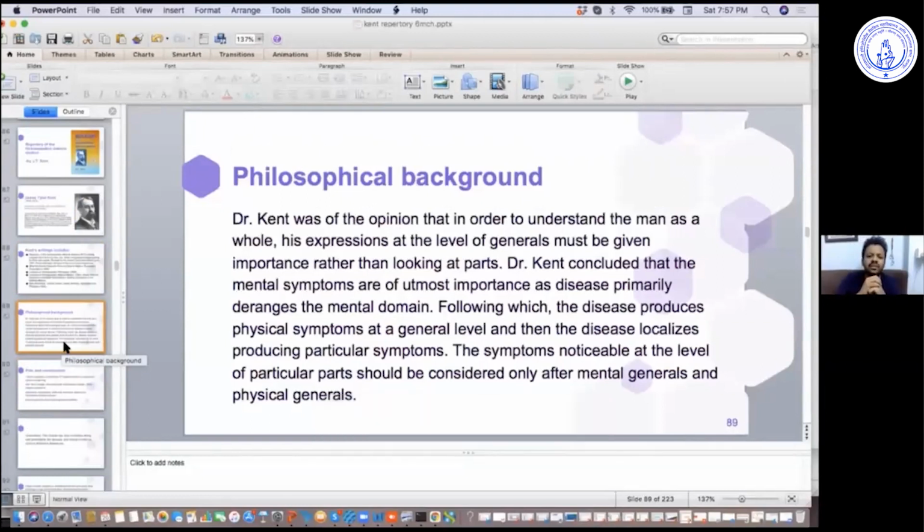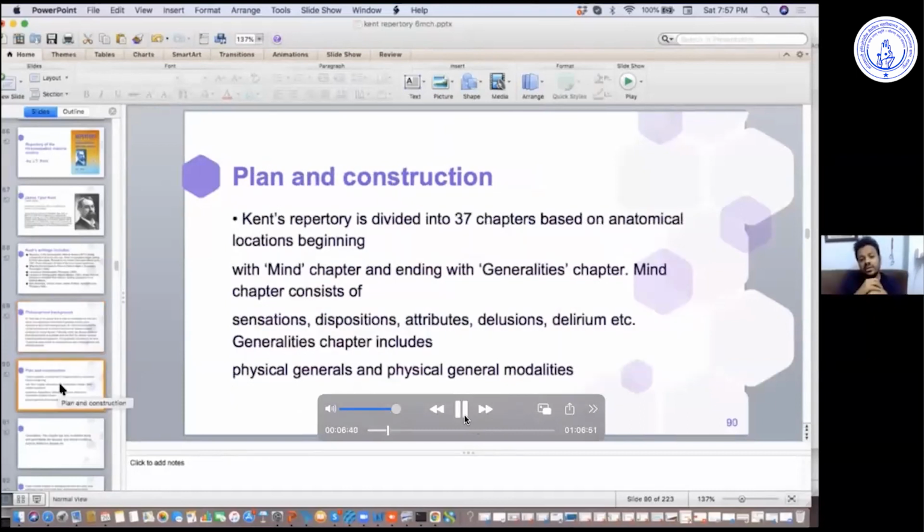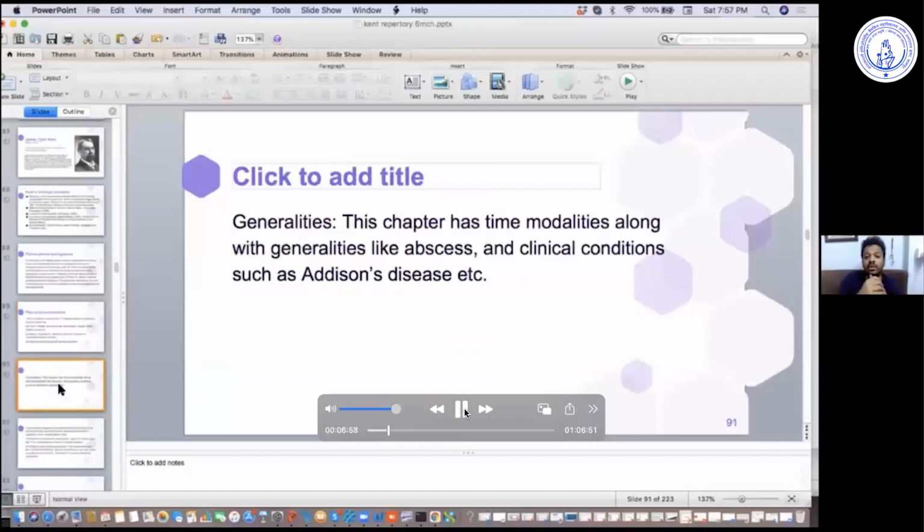If you want to understand the philosophical background of Kent, it's very interesting because he puts the first chapter as the mind, the last chapter as generalities, and the middle chapters as the different systems or locations. He divided it into 37 chapters. Although we don't talk so much about it, the biggest chapter is of extremities. So he gave a lot of importance to physical particulars as well, which we normally don't think about. Kent has many clinical symptoms also.